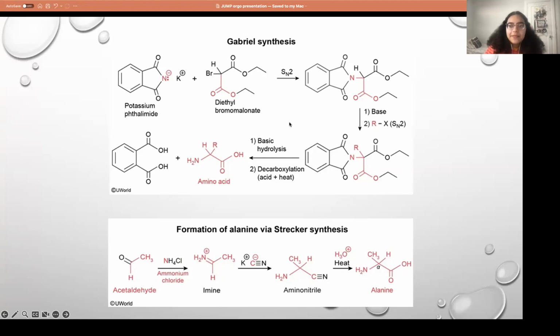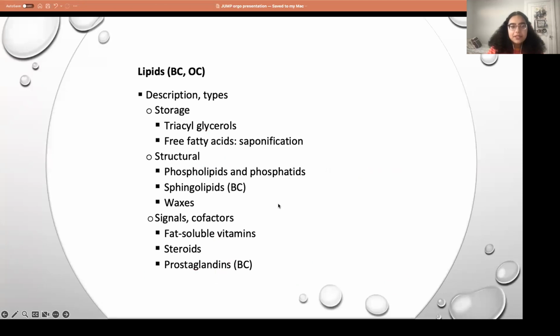So I think seeing these might help, but it's better if you work out the arrows and the mechanisms yourself. These are the two ways they say it's good to know how to make amino acids. Next thing is lipids, which again, very much biochem.